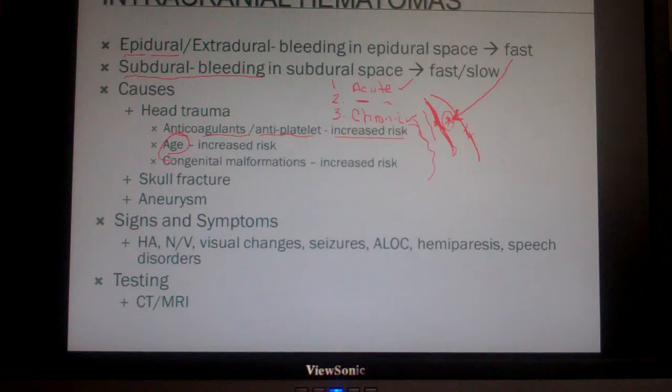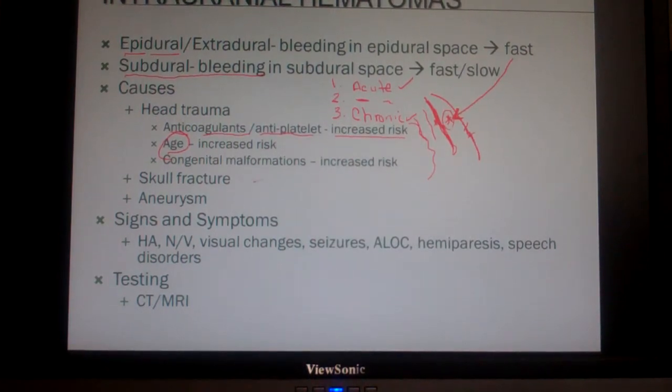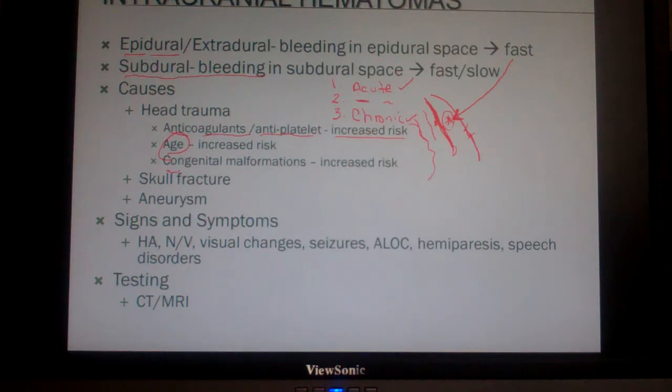Age, always. That seems to be increased risk for everything. As you get older, things don't work as well. Your arteries are already stiffer and tougher, and the brain doesn't bounce around as well as it should. Congenital malformations, as in you were born with them. Occasionally you'll find arterial venous things that aren't matching up correctly, so that obviously would increase your risk.